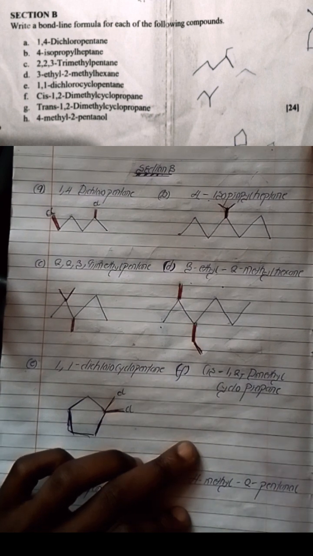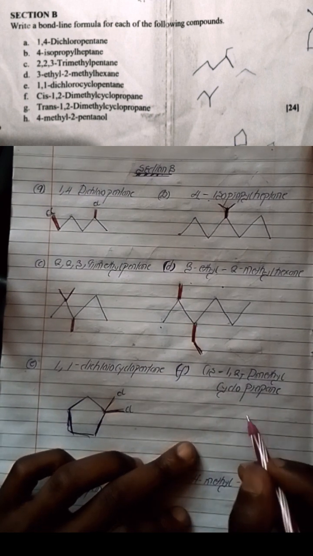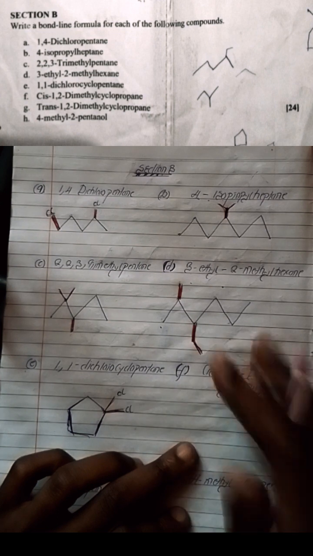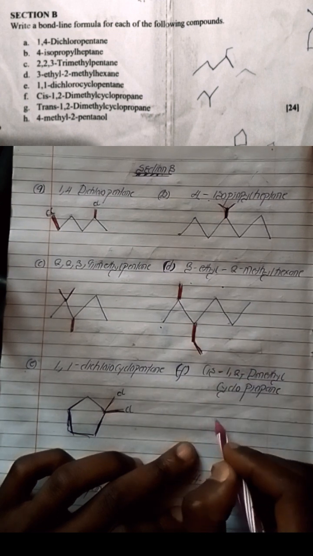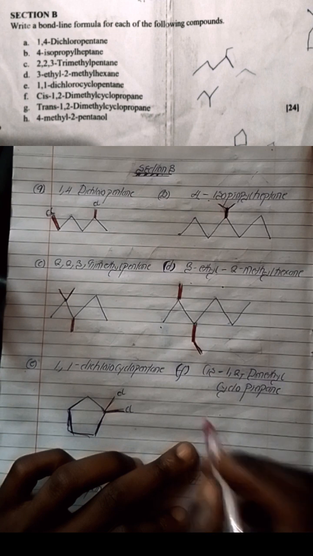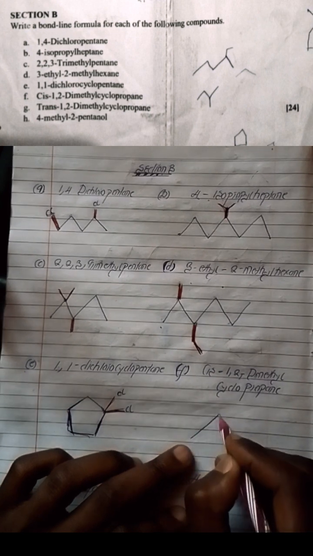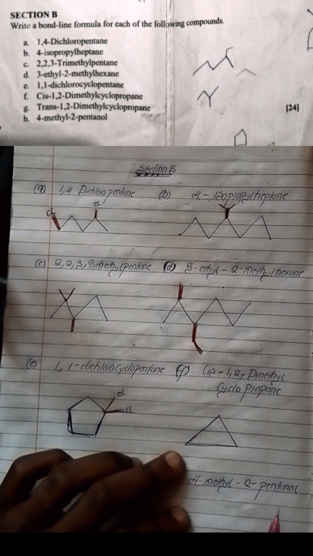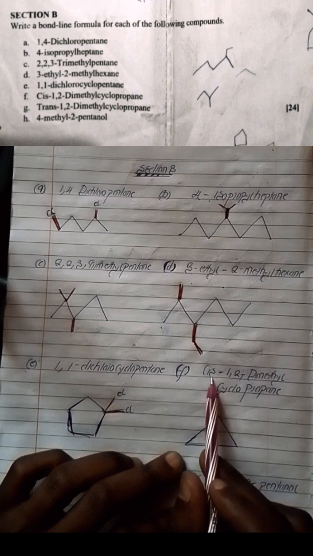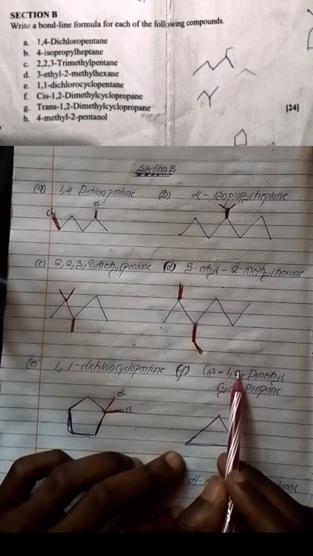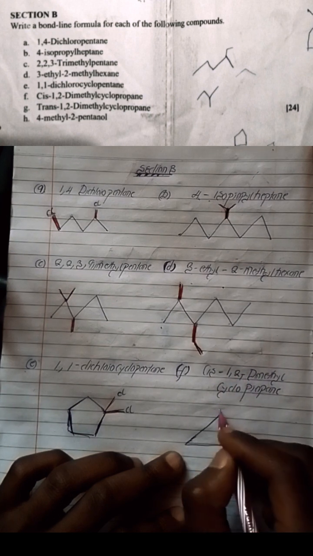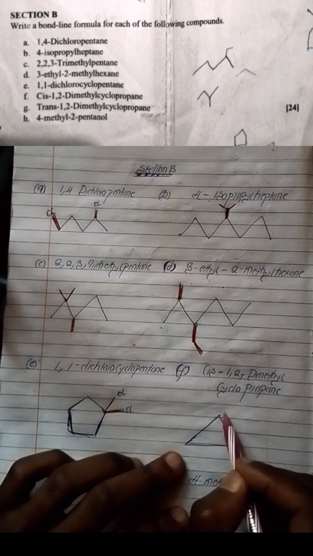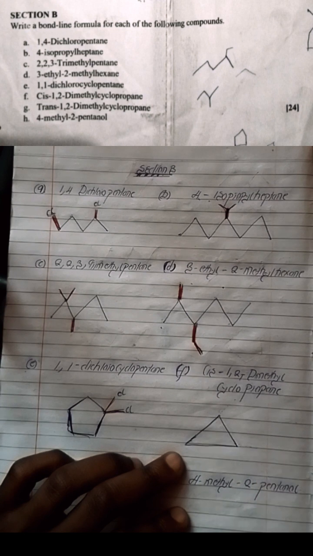The next one says cis-1,2-dimethylcyclopentane. I'll start with the cyclopentane before I consider the cis. So when I draw the ring, it will look something like this. That's just the ring part. And then what are they telling us? They're telling us that at position 1 and at position 2 we have methyl groups. So suppose this was my position 1, I would have a methyl group there, and I would also have a methyl group at position 2.